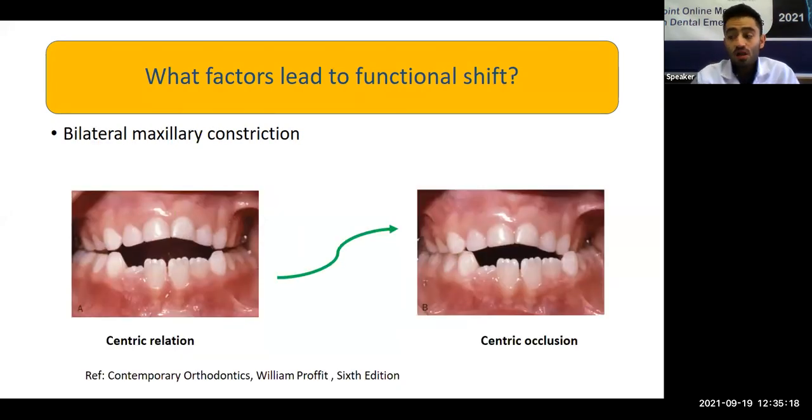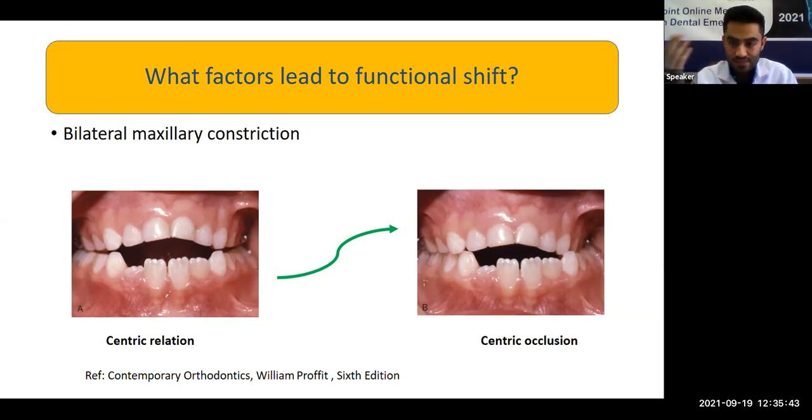But the main culprit and the main factor for provoking a functional shift is a moderate bilateral maxillary constriction. In this situation, the patient has a bilateral posterior crossbite. In the CR, we don't see any deviation of the face, midlines are on, but after the closure, after going to the habitual occlusion, there is a shift to one side, either left or right.